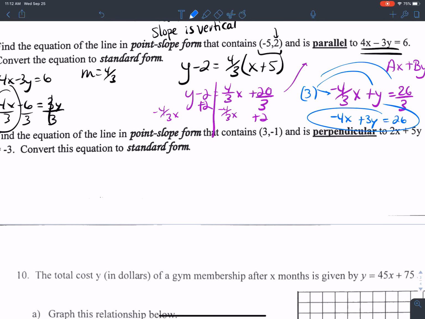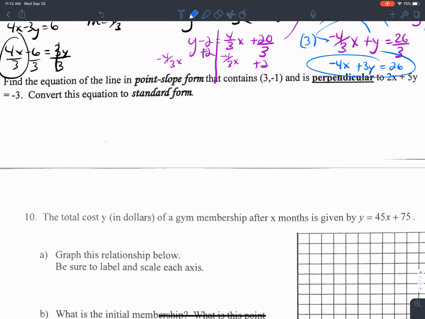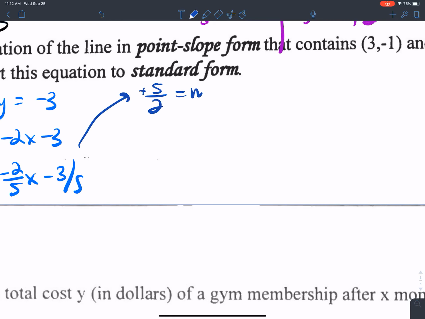So very similar now that we know how to do that with parallel lines. This one just says perpendicular. So lines are perpendicular if they have opposite reciprocal slopes. So we have 2x plus 5y is equal to negative 3. So then by subtracting 2x from both sides, I can see here that I'd be dividing by 5. So if the slope of this line is negative 2/5, we take the opposite of a negative, which turns into a positive, and then we'd flip the numerator and the denominator. So the slope is 5/2.